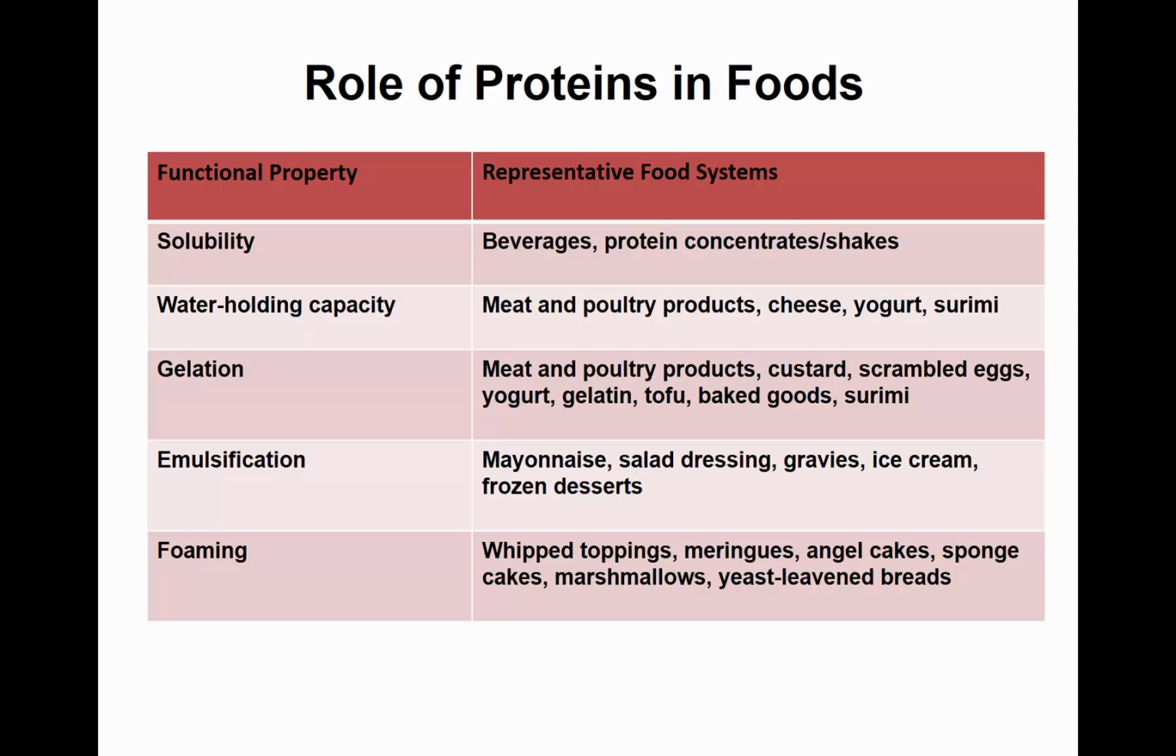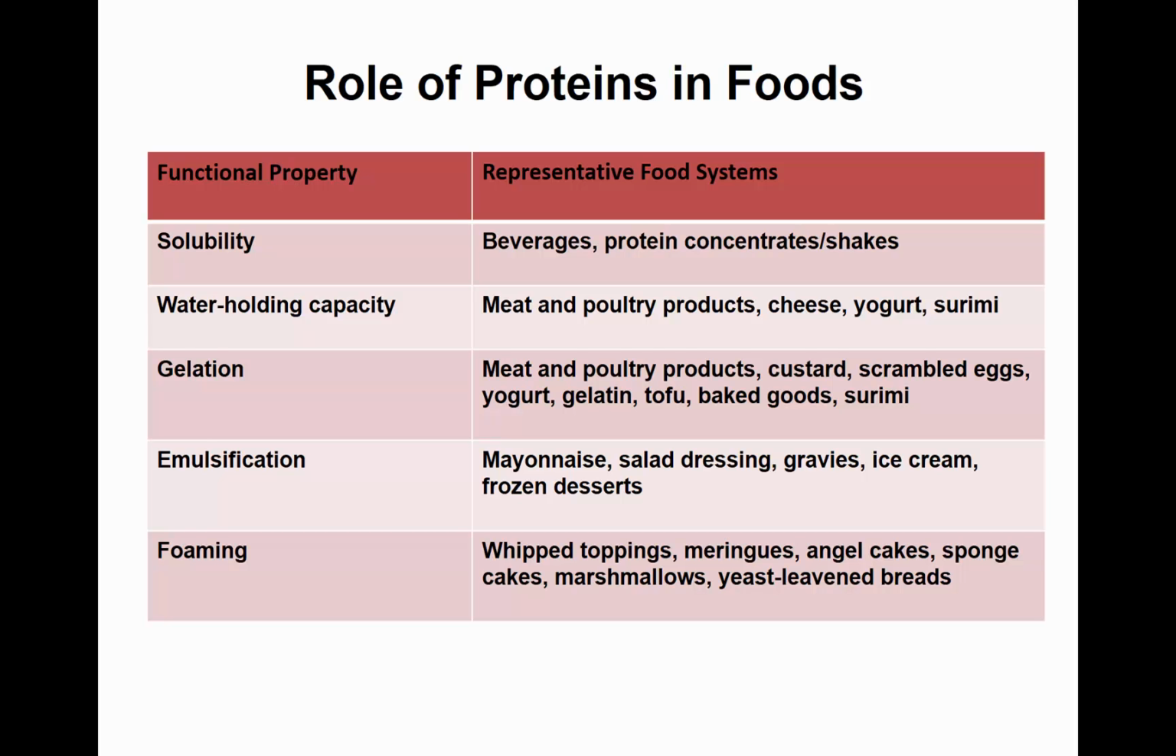But the main categories that you'll hear us talk about a lot is solubility, for applications such as beverages, protein concentrates, and shakes. So you want the protein to be soluble in order to incorporate a large amount. If it's not soluble, it's going to precipitate out. You don't want that.